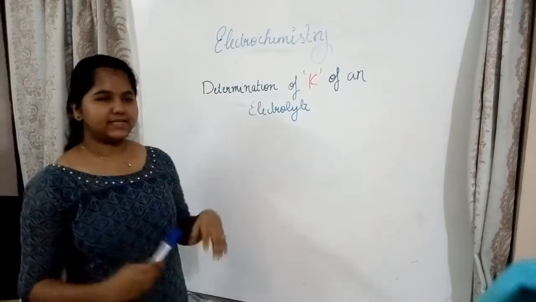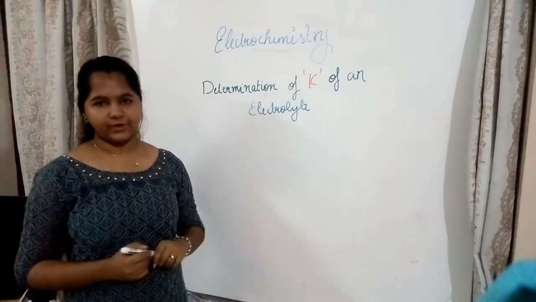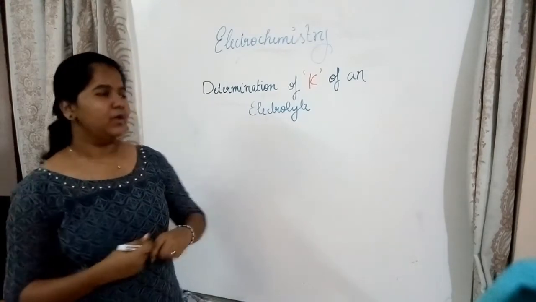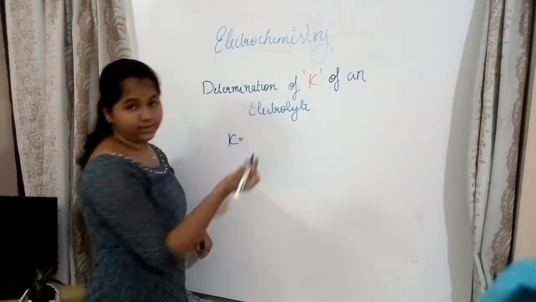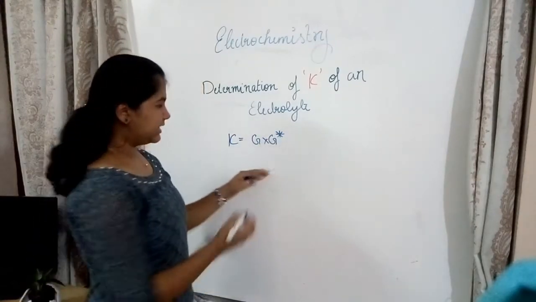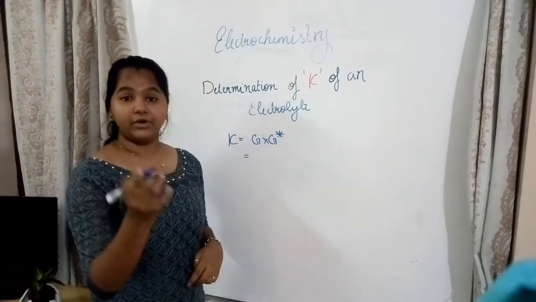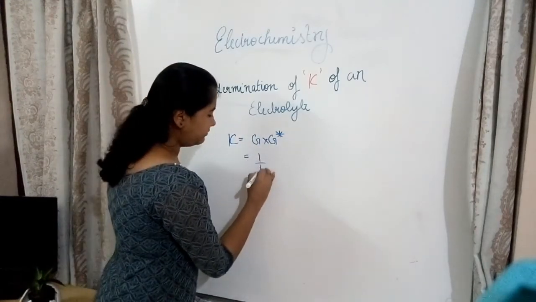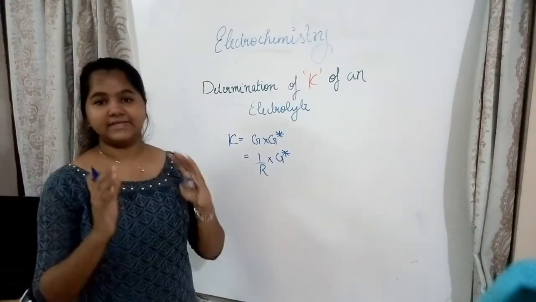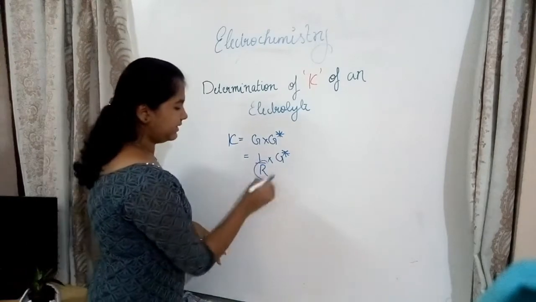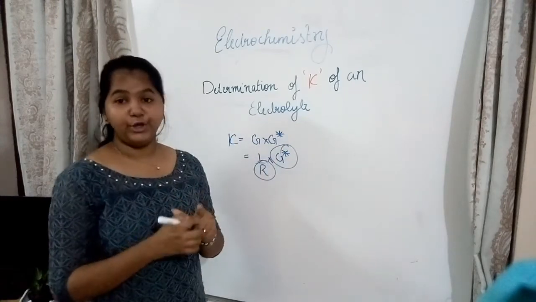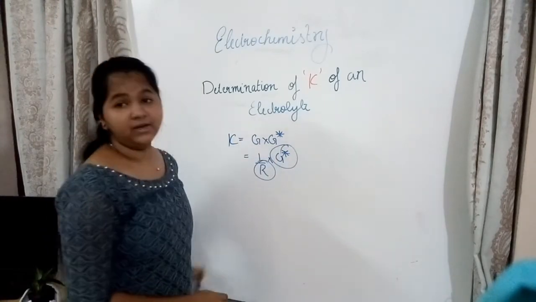Now I'll be discussing the determination of kappa of an electrolyte. If you haven't watched the previous parts, make sure you watch them and then continue, because it's a continuity. Kappa, as told before, is equal to G into G star. We know G is the reciprocal of resistance, so it is 1 by R into G star. If you have to determine kappa, what should you determine? You have to determine R and G star. First we'll see how to determine the resistance of an electrolyte.